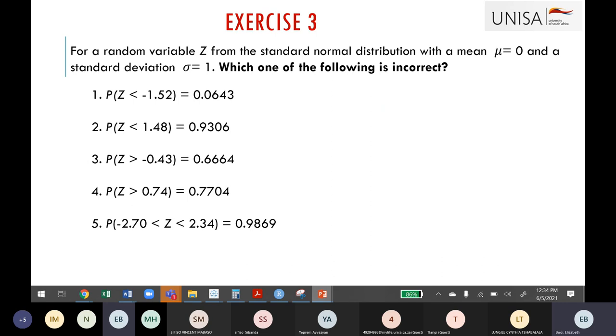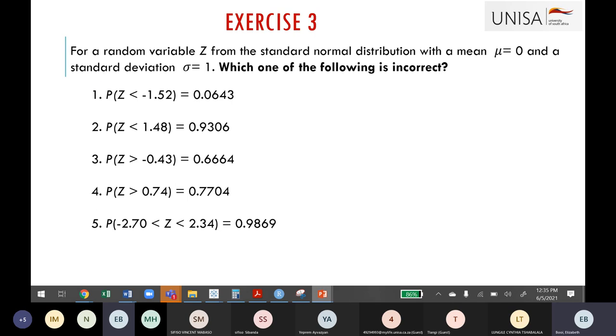For a random variable Z from the standard normal distribution with the mean of 0 and the standard deviation of 1, that just describes the normal distribution. Which one of the following is incorrect? So I'm going to give you 5 minutes to go through each one of these and then post in the chat your option. Which one is the correct option? But you need to go and work it out. So we can do one together now, and then you can do the rest on your own.